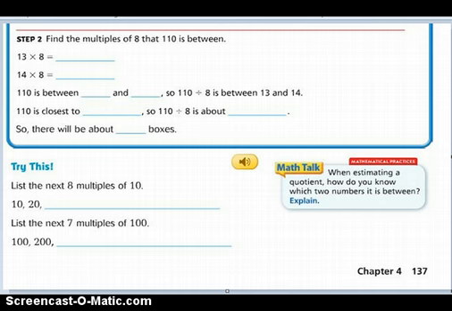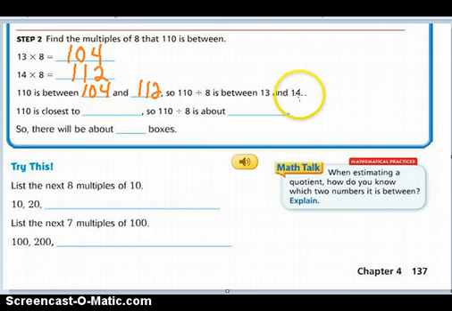Now that we were able to get the multiples of 8, let's look at step 2. Find the multiples of 8 that 110 is between. So, 13 times 8 is 104, and 14 times 8 is 112. Therefore, 110 is between 104 and 112. So 110 divided by 8 is between 13 and 14.